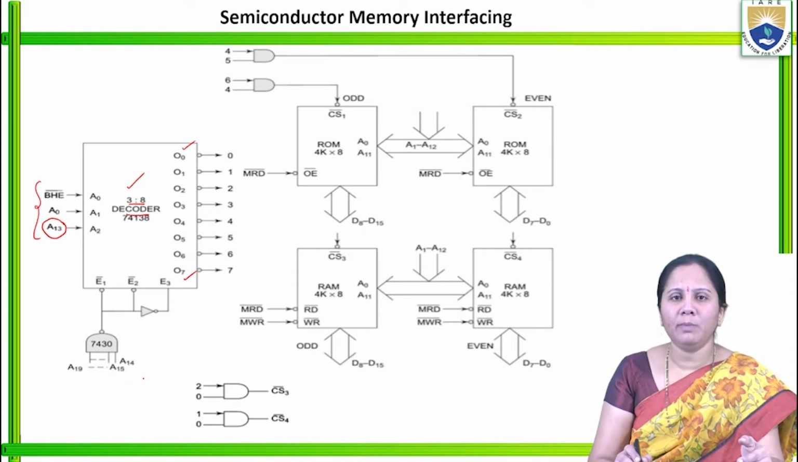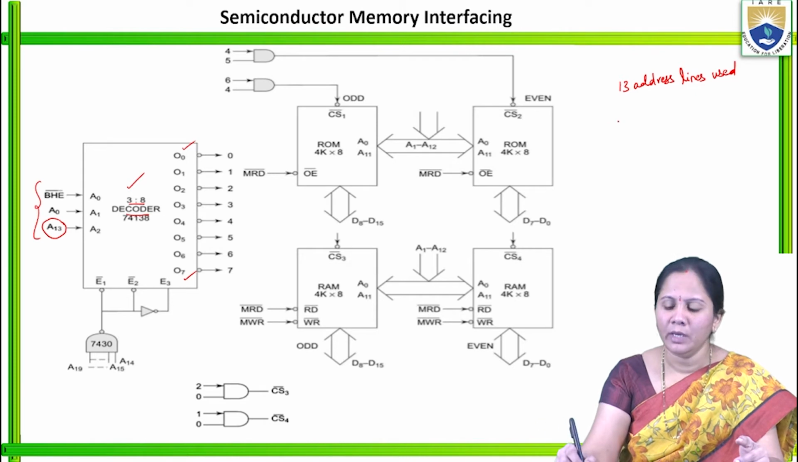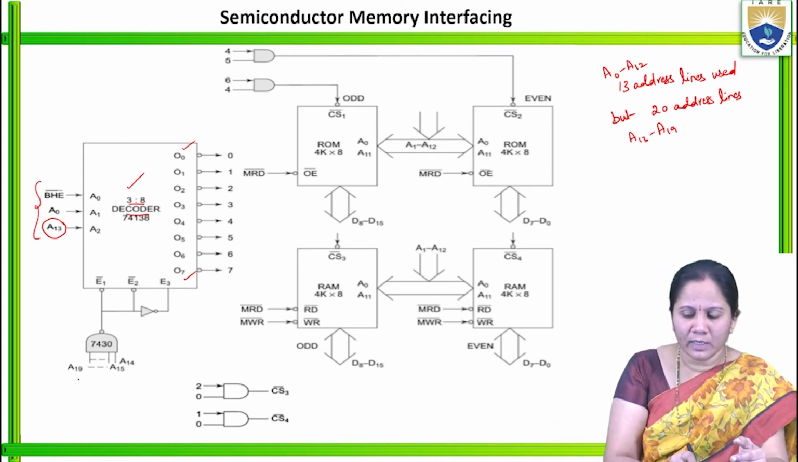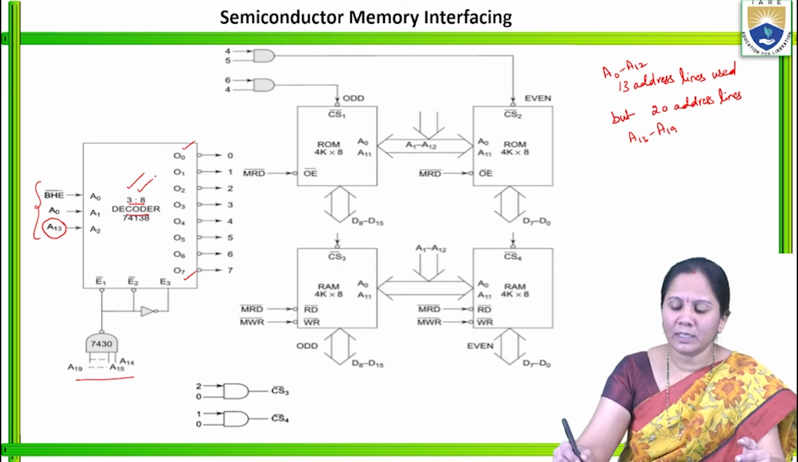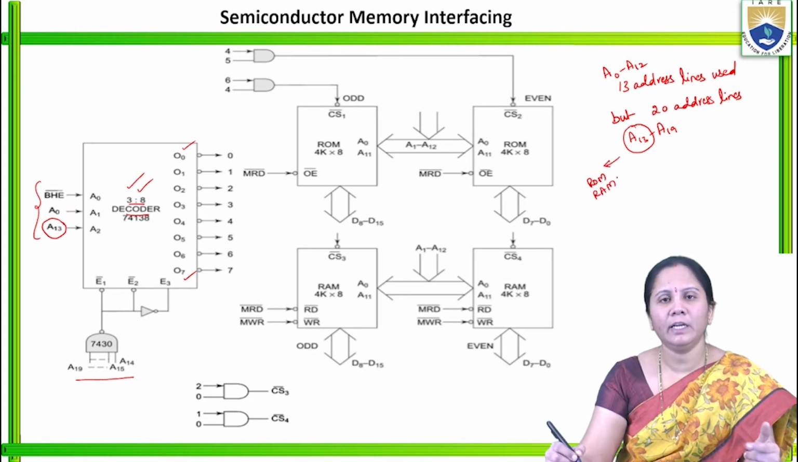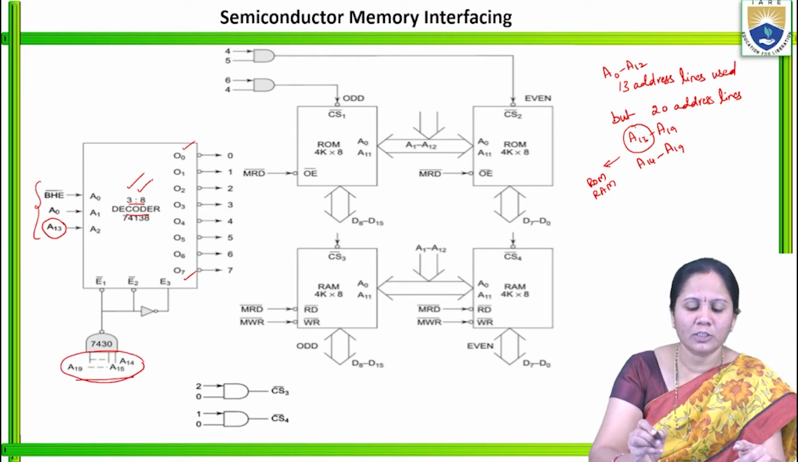In this problem, based on the size of the chip, we know that only 13 address lines are used. But the 8086 microprocessor consists of 20 address lines. So if 13 address lines are used, that is A0 to A12, the bits from A13 to A19 are not used. The 13th bit will not be there because it is taken to differentiate ROM and RAM by indicating 0 and 1. So the bits from A14 to A19 will be used in order to select this decoder circuit.